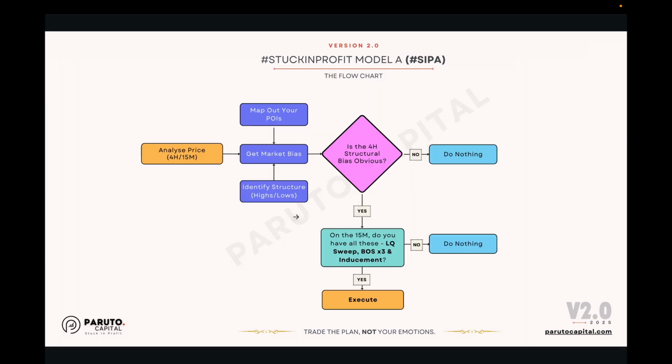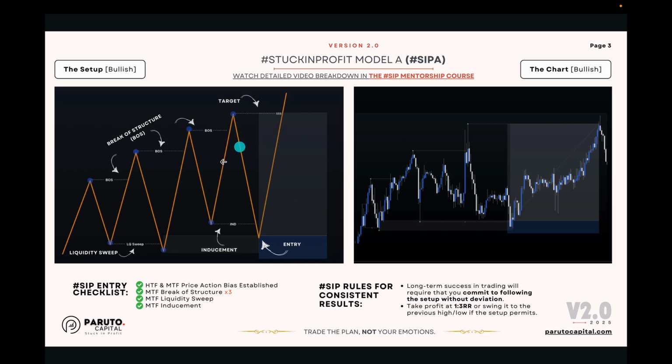So once again, let's look at the flow chart. What are you looking for in the 15 minutes? Liquidity sweep, 3 break of structure, and inducement. If you have all of those, you execute. So once again, what are we looking at? Liquidity sweep, 3 break of structure, inducement, and entry, and we're good. That's model A. And here on the right hand we have an example chart.